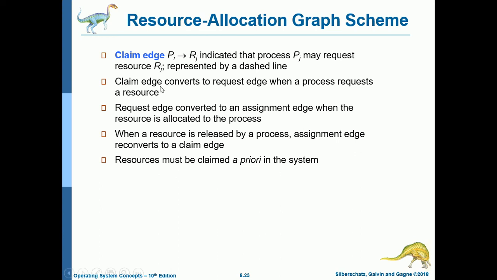A claim edge converts to a request edge when a process requests a resource. Then the request edge converts to an assignment edge when the resource is allocated to the process. And when a resource is released by a process, the assignment edge reconverts to a claim edge. So resources must be claimed a priori in the system.